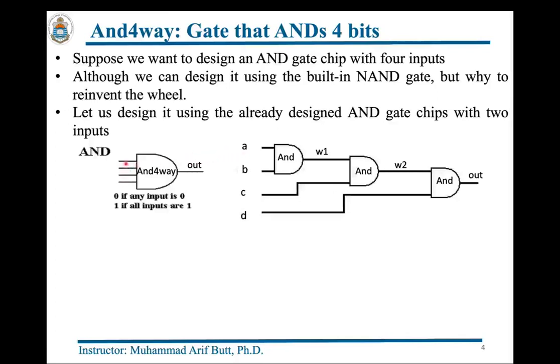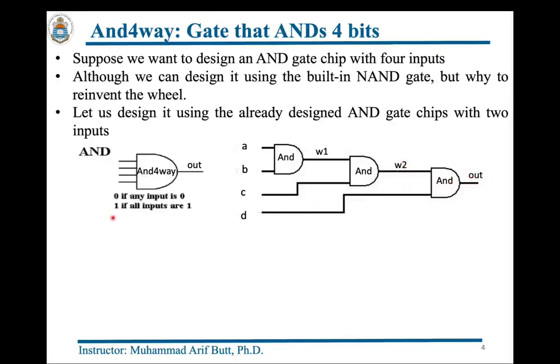So we have four inputs over here, A, B, C, D. And over here, I'm using the already designed AND gate chip, which will AND these two bits. Then another AND gate chip, which will AND this intermediate output and this C. And another AND gate chip, which will AND this intermediate output and this D input. And finally, we will get the output.